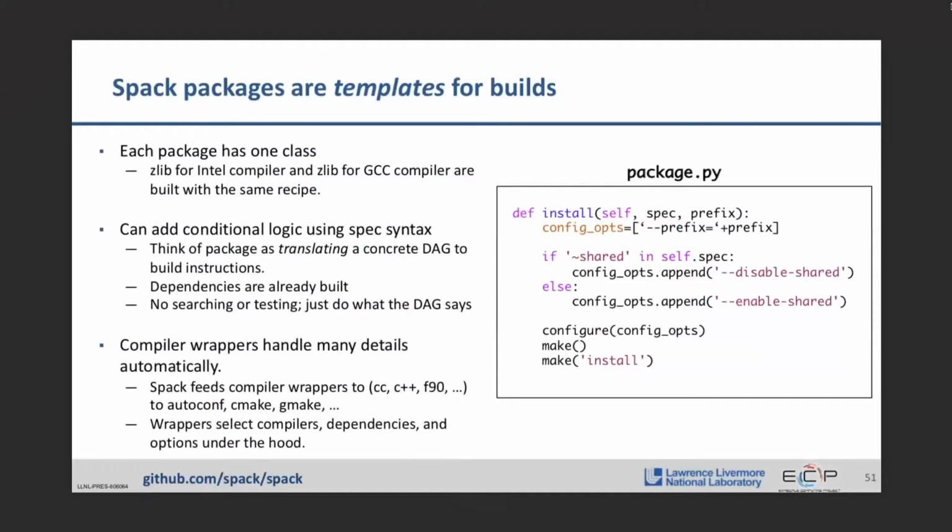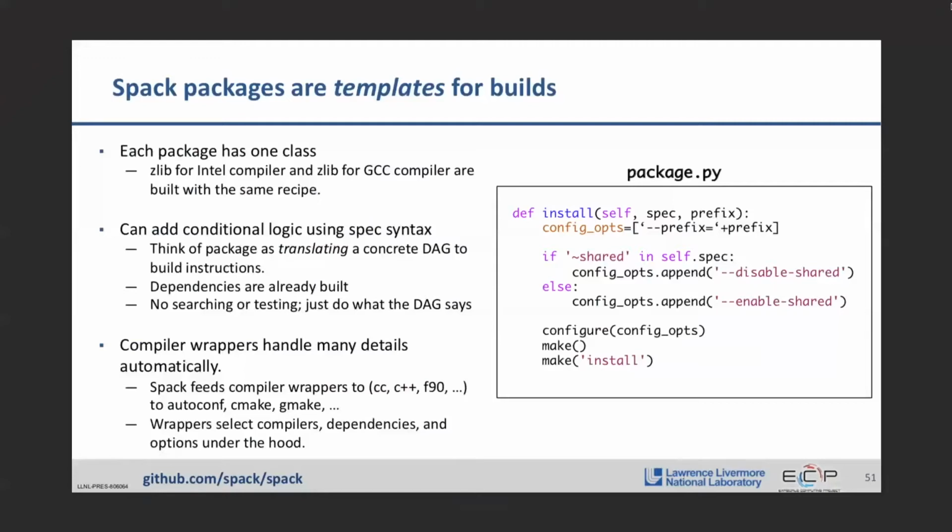So I talked a little bit about the fact that these are templates, not instantiations of the build recipe. Each package has one class. We don't have separate classes for any different options. Each version, each configuration occurs from the same class. And you can add conditional logic using the spec syntax. So we can say if ~shared in the spec, do one thing, otherwise do the opposite, turn it off, turn it on. But we use this spec syntax based on the concrete spec we've gotten to instantiate that template within the install method.